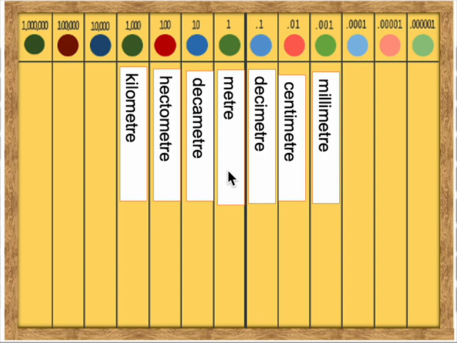So the meter multiplied by 10 is a decameter. Divided by 10 is a decimeter. Multiplied by 100 is a hectometer. Divided by 100 is a centimeter. Multiplied by 1,000 is a kilometer. And divided by 1,000 is a millimeter. Can you hear something the same in each of these words?